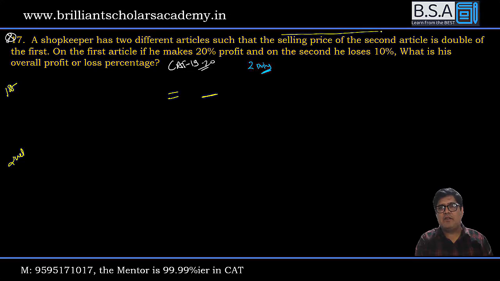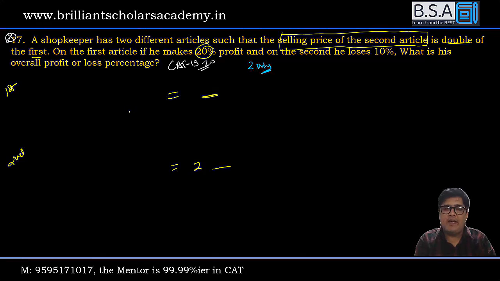The selling price of the second article is double of the first. I do not know if it is 100 rupees, it will come as 100 into 2. If it is 1 lakh, it will come as 1 lakh into 2. I do not know what that number is. On the first article, the profit percentage is 20. How do you write 20% profit? You write 6 upon 5 multiplied by cost price. I am writing 1 because it is the first product. CP1 into 6 by 5 is equal to this.